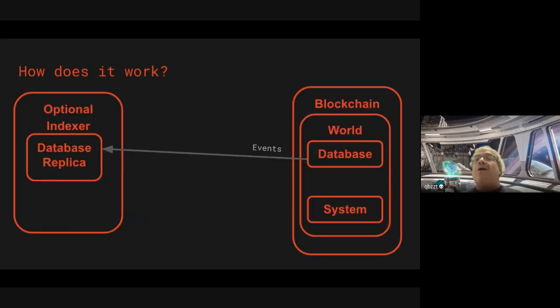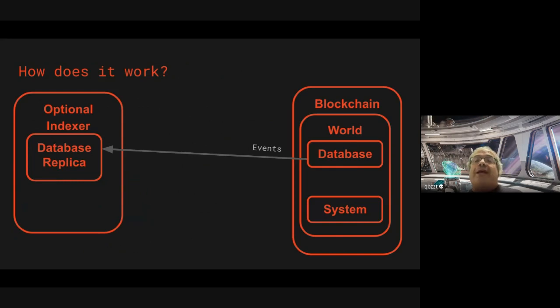Okay, how does this work? First, you have the blockchain. Within the blockchain, you have the world, which is essentially a group of contracts, which includes the database, and it includes the systems that can be used to change the data in the database. The systems are actually separate contracts, but you don't normally need to worry about that.